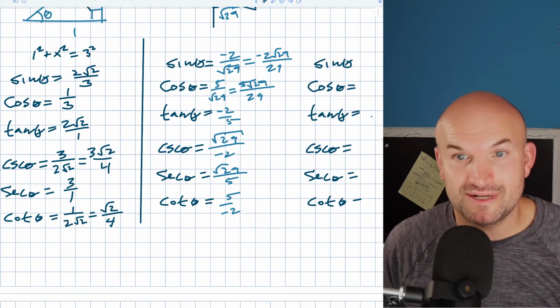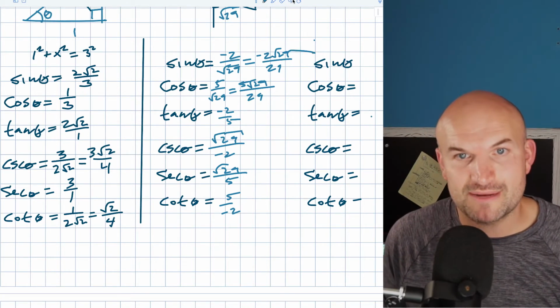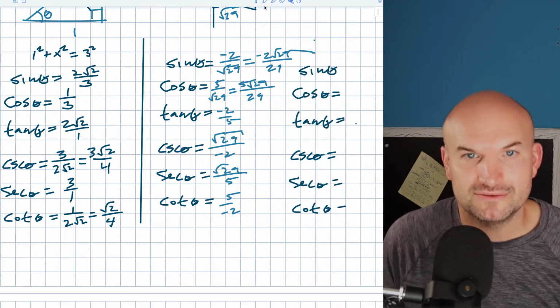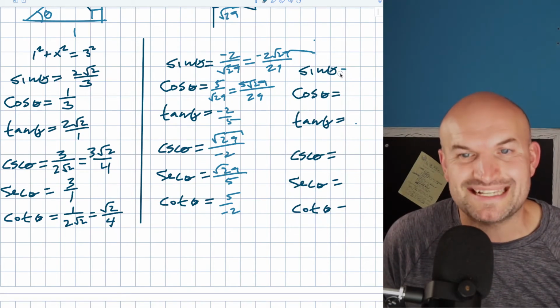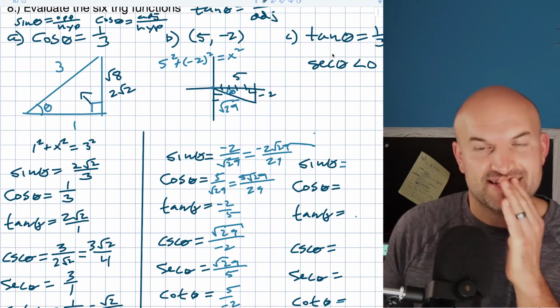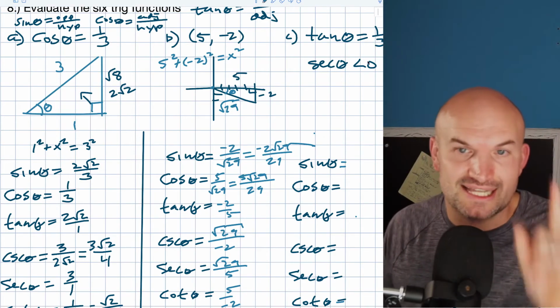All right, let's do one more. Now, in this problem, though, it gets even a little bit trickier, okay? The reason is that now we have a triangle, but in addition to having a triangle, we have a constraint. Oh, what's up with these constraints? Okay, so we have tangent of theta equals 1 over 3, but it says secant is less than 0.